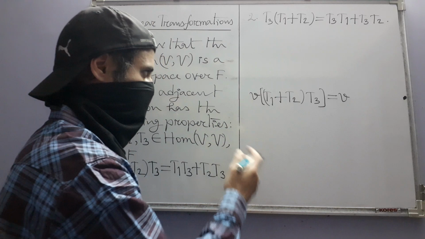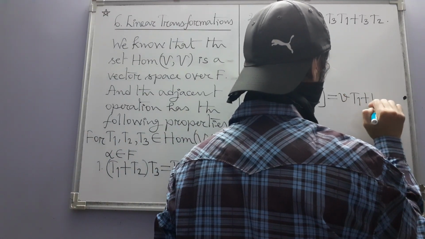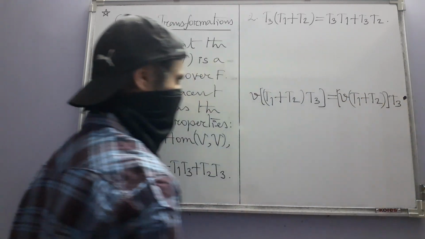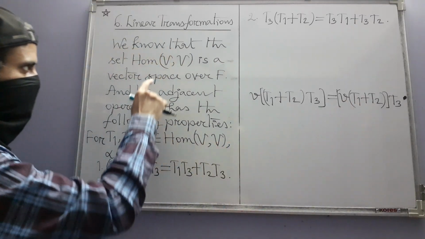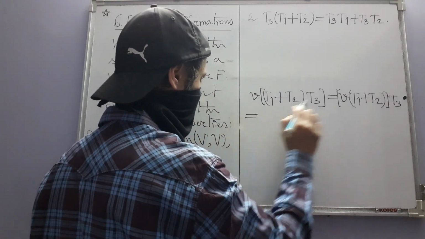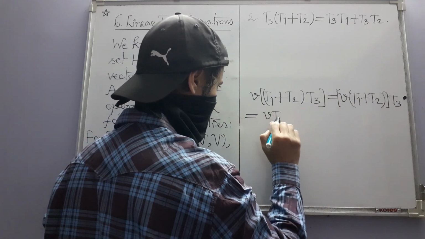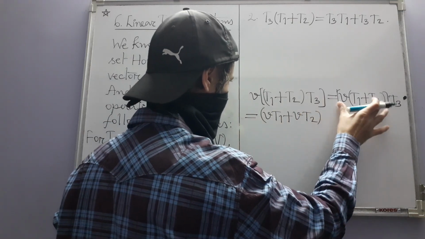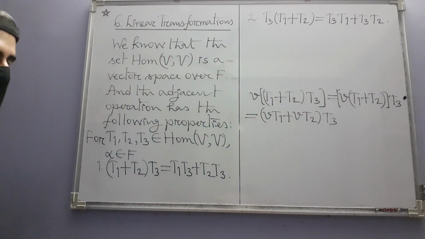So this is just function composition. So you first apply T1 plus T2 on V, and on that you apply T3. Now applying the definition of plus, which is the addition on Hom(V, V), this V on which you are applying T1 plus T2, this is just VT1 plus VT2. This is the meaning of this plus. And then T3.